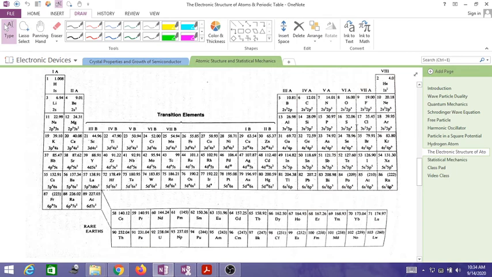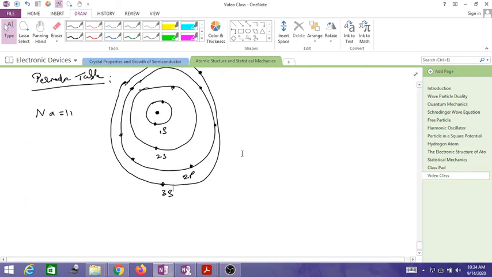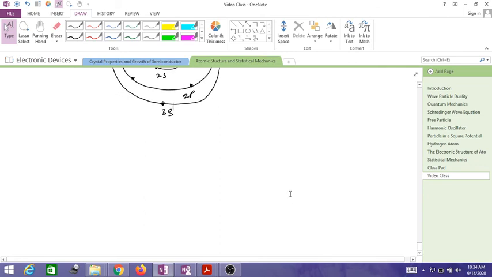So the concept is this: let me take potassium, K with atomic number 19. If I write the electron distribution, it is 1s squared, then 2s squared, then 2p6. So how many electrons do we have? 6 plus 2 plus 2, that is 10.